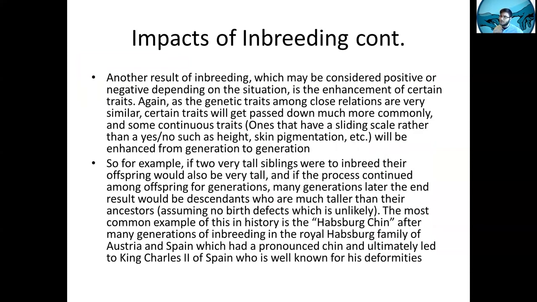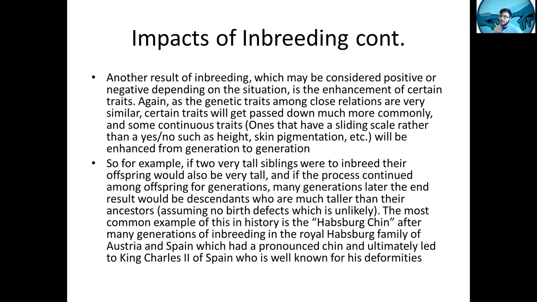Another result of inbreeding, which could be considered positive or negative depending on the situation, is the enhancement of certain traits. As the traits among close relations are very similar, certain traits will get passed down much more commonly. Continuous traits are ones that have a sliding scale rather than a yes or no. For example, height and skin pigmentation are continuous traits. These will be enhanced from generation to generation. So if two very tall siblings were to inbreed, their offspring would also be very tall. If the process continued among offspring for generations, many generations later the end result would be descendants who are much taller than their ancestors, assuming no birth defects, which is unlikely.